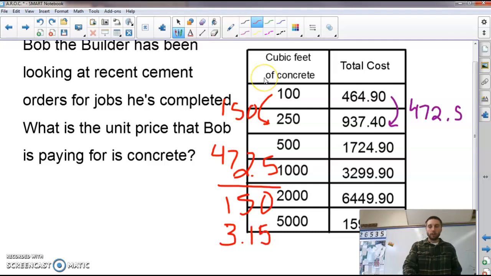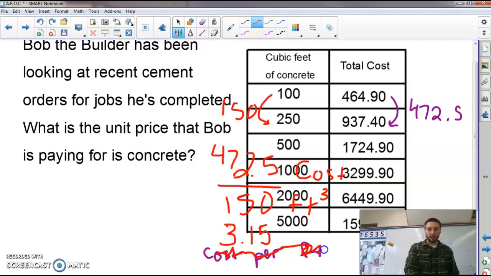And now I just need my units. So what are the y value units? The y value is cost. So it's cost on top. And then what are the x value units? Cubic feet. So if I want to be fancy, I can write that as feet cubed, cubic feet. So what's my rate of change? It is 3.15 cost. We could maybe say dollars per.